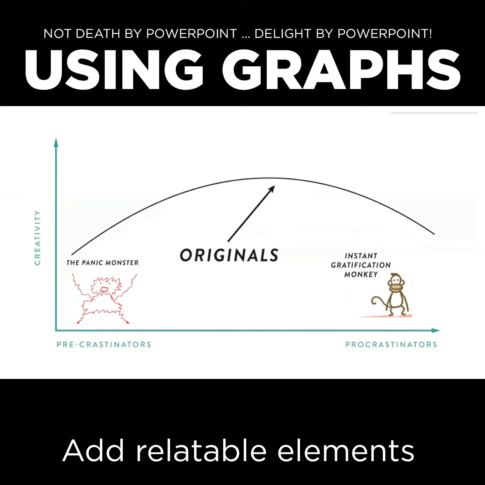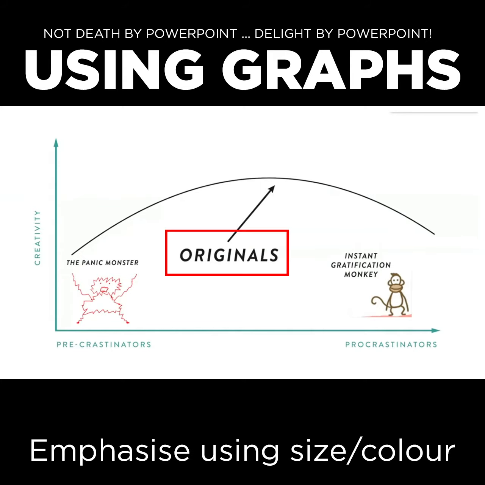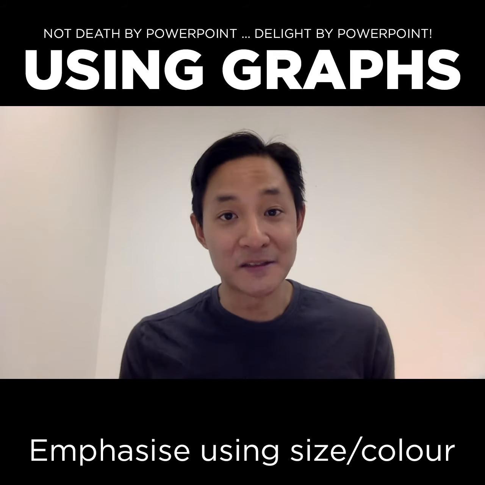And third of all, he's actually added emphasis to the word originals. He's just plonked that in the middle of his graph. And you can tell the word originals is larger than any other piece of text on that graph, which means that he wants you to pay attention to that particular part of the graph, which proves his point.